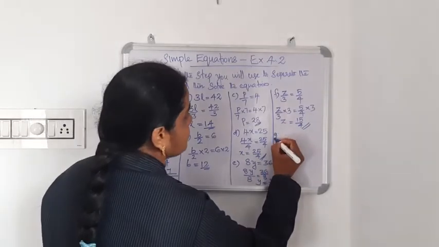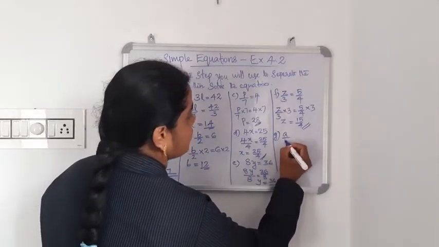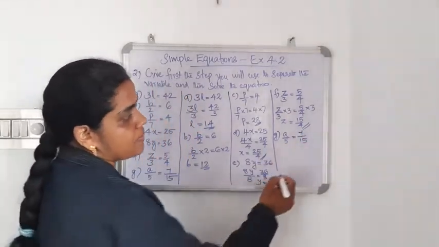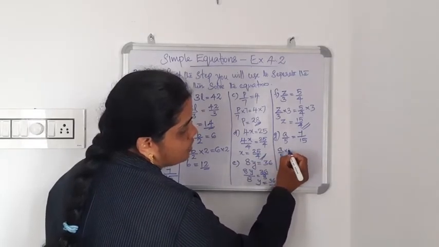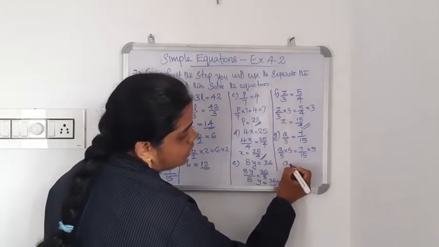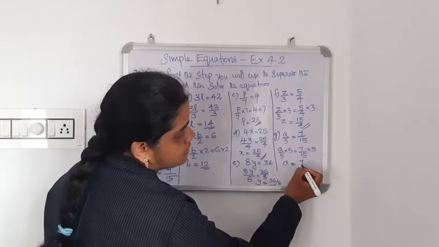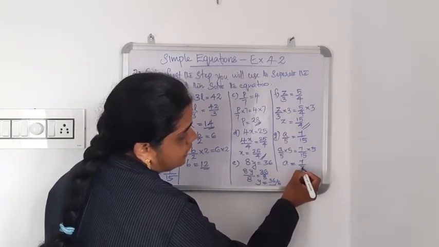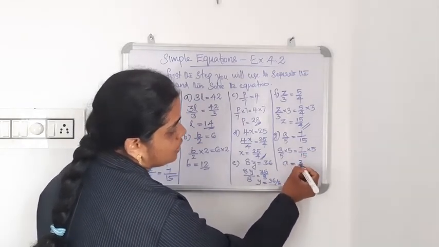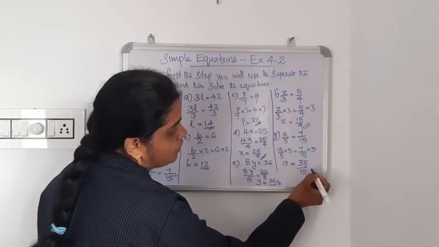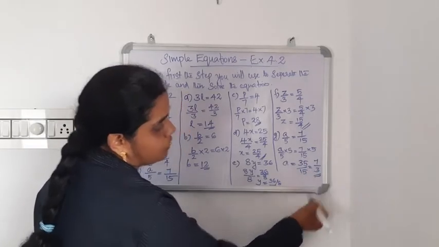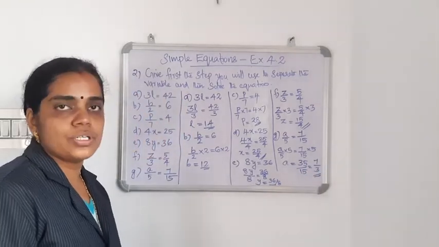Then last question, a by 5 equal to 7 by 15. So here it is division by 5. So we can multiply with 5. So right side also we need to multiply with 5. So here it is a and here it is 7 by 3. If you don't know how to divide, first you can write 5 7s are 35 divided by 15. 5 is a common factor. So 5 7s are 35, 5 3s are 15. So 7 by 3 is the solution of the equation.